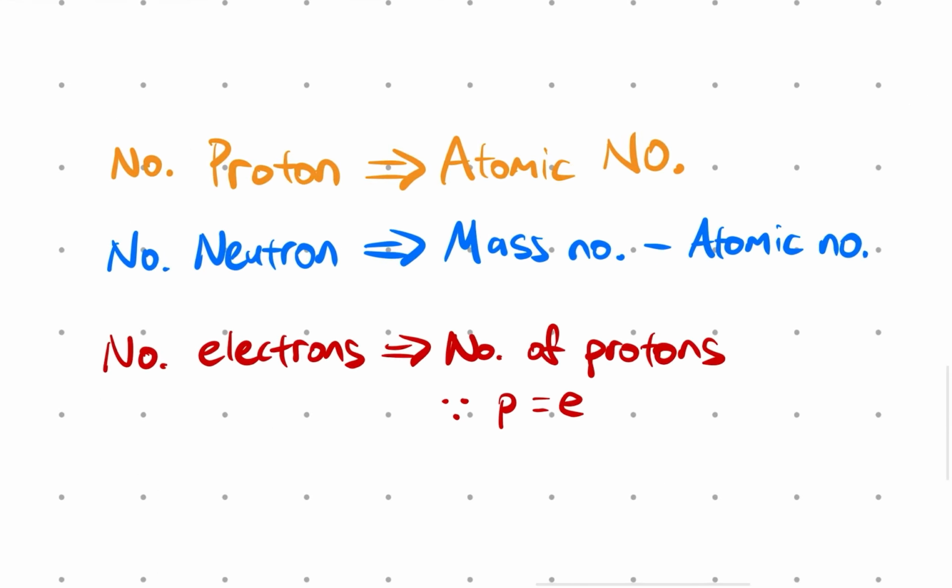To recap, to find the number of protons in the atom of an element, we can just use the atomic number. To find the number of neutrons in an atom of an element, we can take the mass number and minus it by the atomic number. And to find the number of electrons in an atom, we can just take the number of protons, or the atomic number, since we have established that the number of protons is equal to the number of electrons.